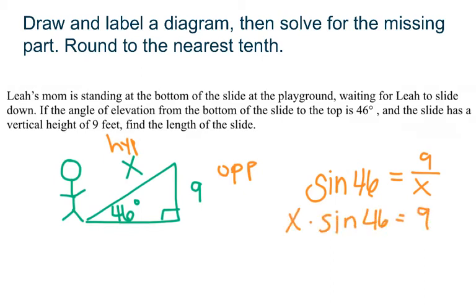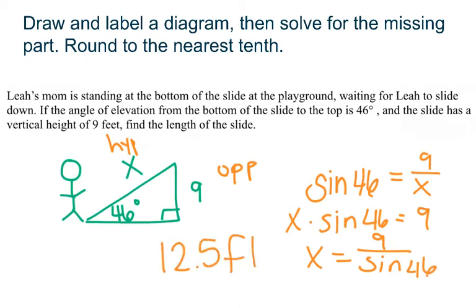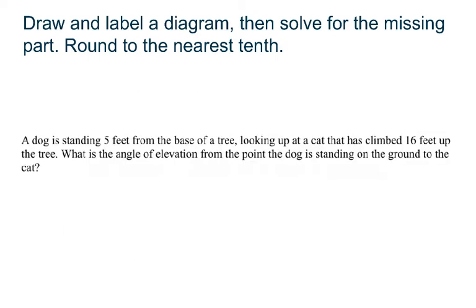And now because I'm multiplying by the sine of 46, I'm going to divide. So it's actually 9 divided by the sine of 46. And when I put this in my calculator, I get 12.5. So hopefully that's what you got. If you need extra explanations, just let me know. Okay, we're going to move on.